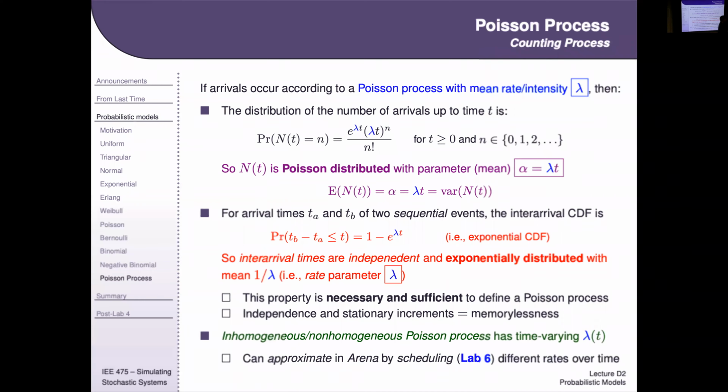All right, and then this is what I mentioned before: inhomogeneous or non-homogeneous Poisson processes, sometimes called NHPPs, have a time-varying rate, and we can approximate that by scheduling arrivals in Arena, and you will see that in lab 6, which is coming up pretty soon.